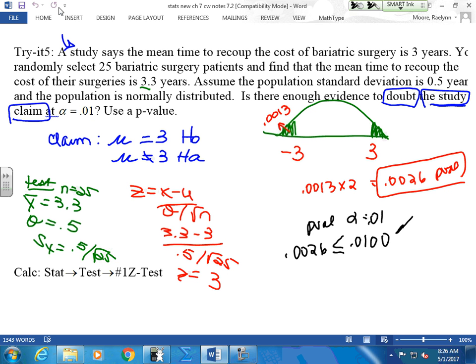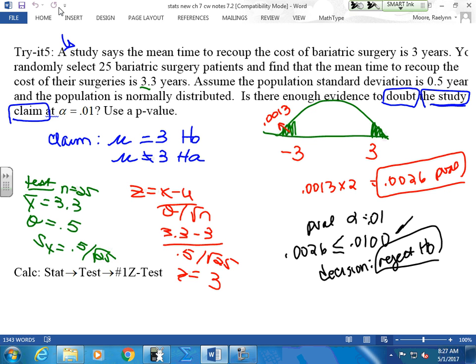Okay, so now what is my decision? Chris, what's my decision? There's not enough evidence. Yeah, interpretation. My decision: reject H0, fail to reject H0. Reject the claim. Just say reject H0. It's got to be this.